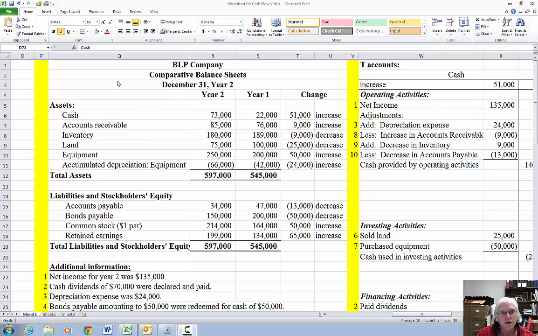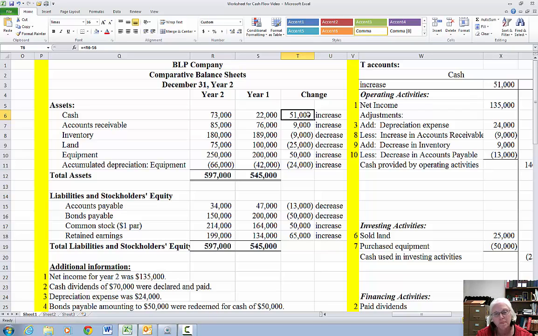Okay, so what I have for you are the comparative balance sheets, year 2, year 1, and the change. Notice for cash that we ended year 1 with 22,000 and we ended year 2 with 73,000. So our change is a $51,000 increase. That is going to be a debit to the cash account because we increased cash.